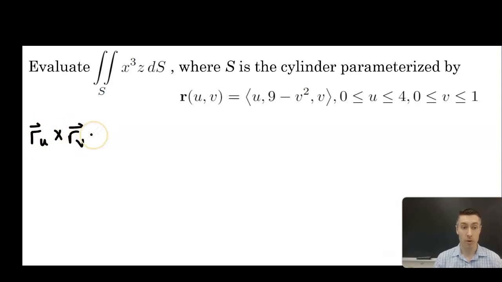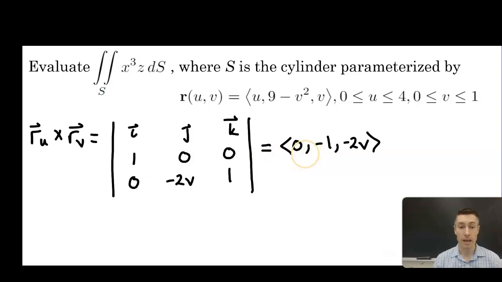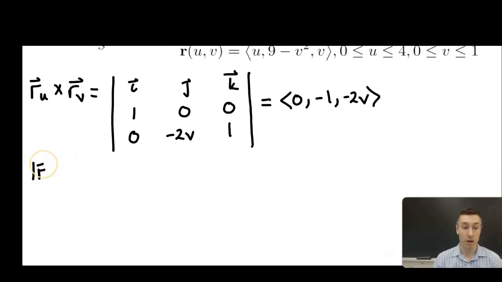So let's go straight to the cross product, and we'll just find the tangent vectors as we set up this cross product. So i, j, k. The partial of r with respect to u is going to be 1, 0, 0. And the partial of r with respect to v is going to be 0, negative 2v, 1. So the cross product here is going to be 0 minus 0, 1 minus 0, but the j component's negative, so negative 1. And then negative 2v minus 0 is negative 2v. So in our first example, the cross product was relatively straightforward. That's always nice. Now we need to find the magnitude of that cross product.